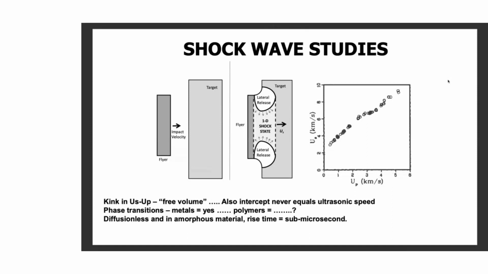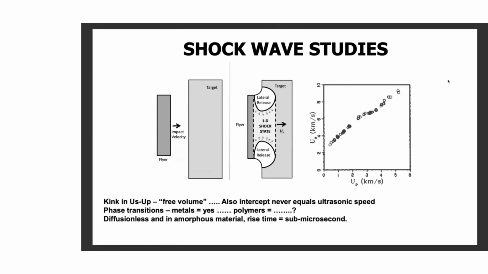You've got your shock state, and you're measuring the shock velocity or the shock stress, and you get a curve that generally has a kink in it, a kind of inflection there. In this case, it is occurring at around about 3 kilometers per second in terms of particle velocity. So basically, we're saying that there is some kind of kink there.